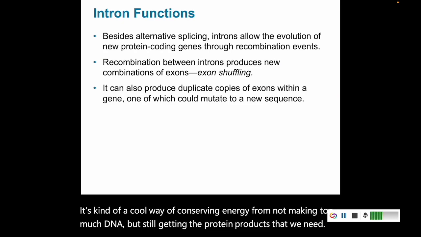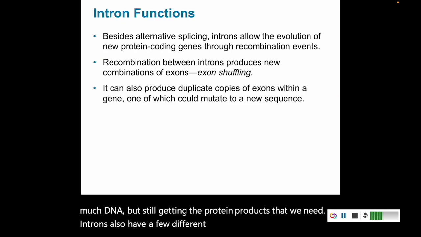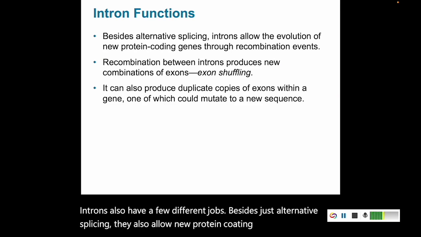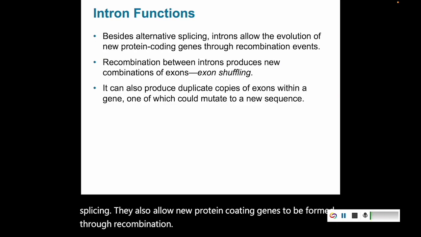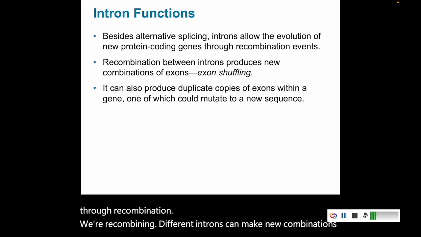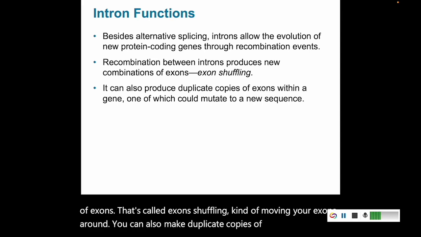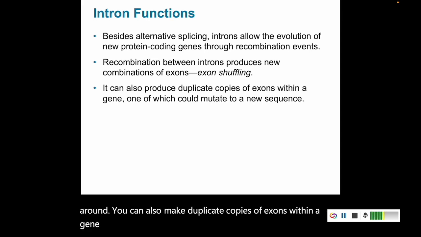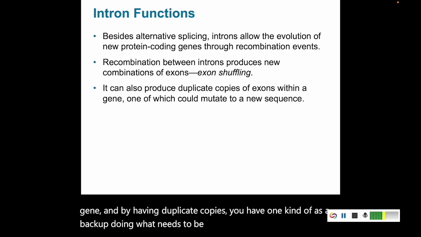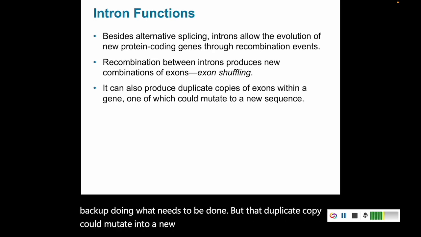Introns also have a few different jobs besides just alternative splicing. They also allow new protein coding genes to be formed through recombination. Recombining different introns can make new combinations of exons. That's called exon shuffling, kind of moving your exons around. It can also make duplicate copies of exons within a gene. And by having duplicate copies, you have one as a backup doing what needs to be done. But that duplicate copy could mutate into a new sequence and be able to create new functions within a cell.